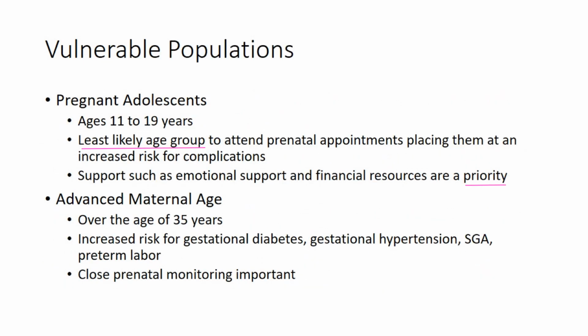Vulnerable populations. This includes pregnant adolescents and advanced maternal age. Pregnant adolescents are between the ages of 11 to 19 years. They're the least likely age group to attend prenatal appointments, and this places them at an increased risk for complications. Support, such as emotional and financial resources, are a priority for pregnant adolescents.